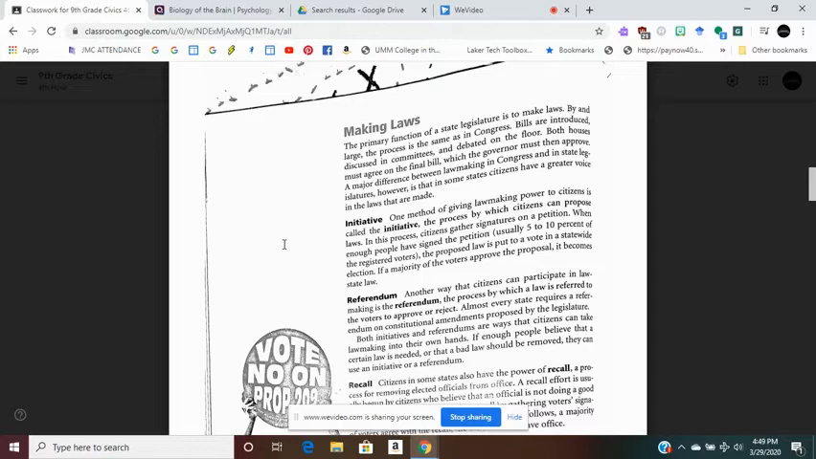Referendum. Another way that citizens can participate in lawmaking is the referendum, the process by which a law is referred to the voters to approve or reject.